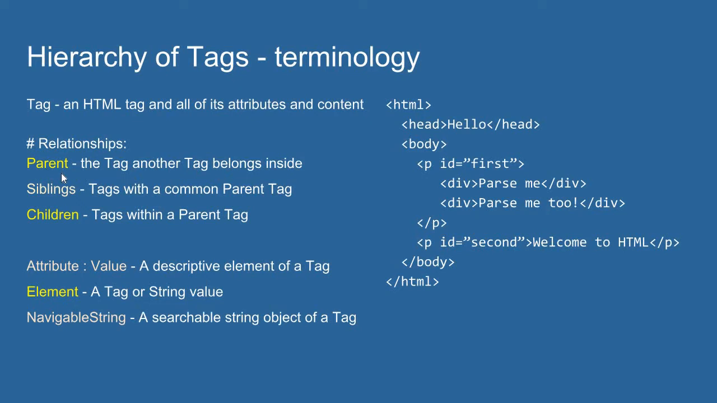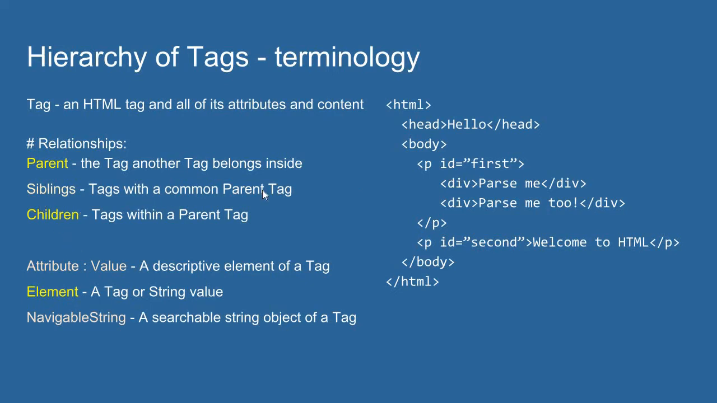So let's talk about the different relationships that we're going to be referring to in this video. Well, a parent relationship: a parent is a tag that another tag is inside of. So for example, if I look at the head tag here, the head tag is inside the HTML tag. So the HTML is the parent of the head tag. If I look at this paragraph tag right here, the body tag is the parent of the paragraph tag. Just like this paragraph tag is the parent of the div tag.